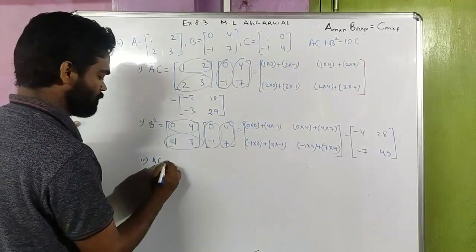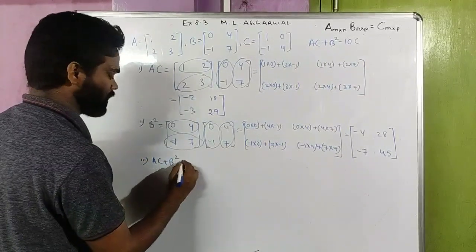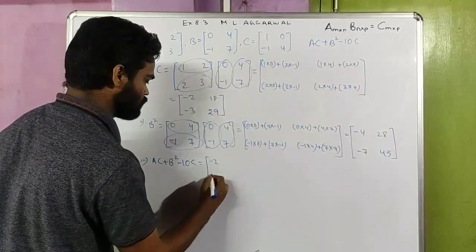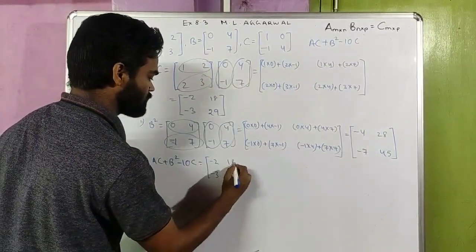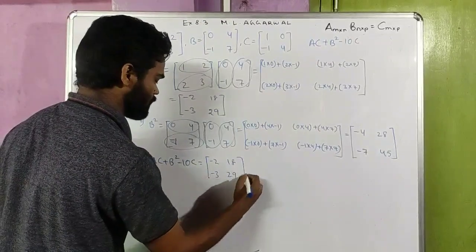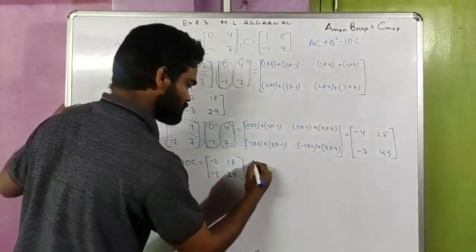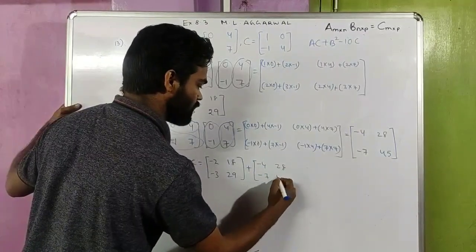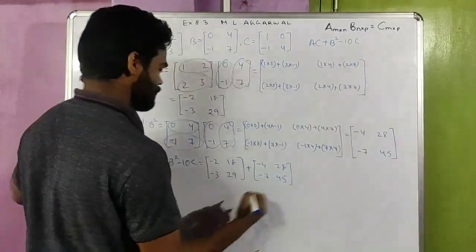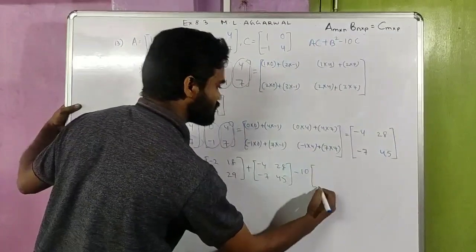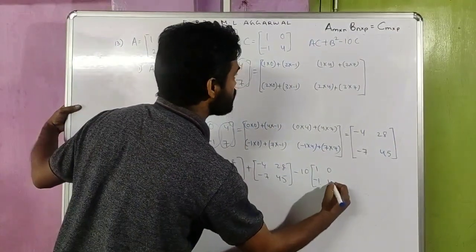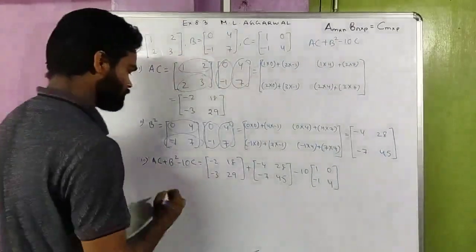They've told us AC plus B square minus 10C. AC is how much? We got minus 2, minus 3, 18, 29. Plus B square. B square is minus 4, minus 7, 28, 45. Minus 10C. 10C is what? 1, minus 1, 0 and 4.